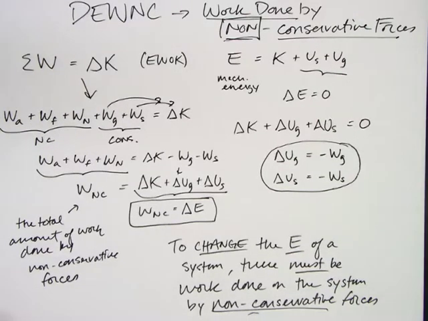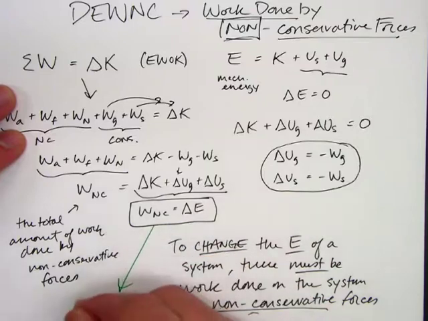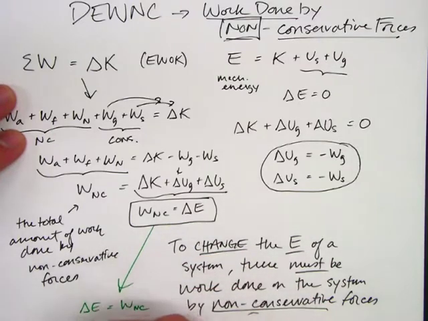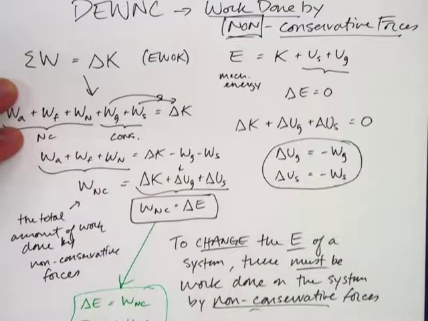We do work by friction or by applied force or by a normal force, and that will change the total mechanical energy of a system. And there we go. The delta E equals WNC. How do we get DEWNC out of this? So the delta E is our DE, and the WNC is our WNC. So there you go. The DEWNC.